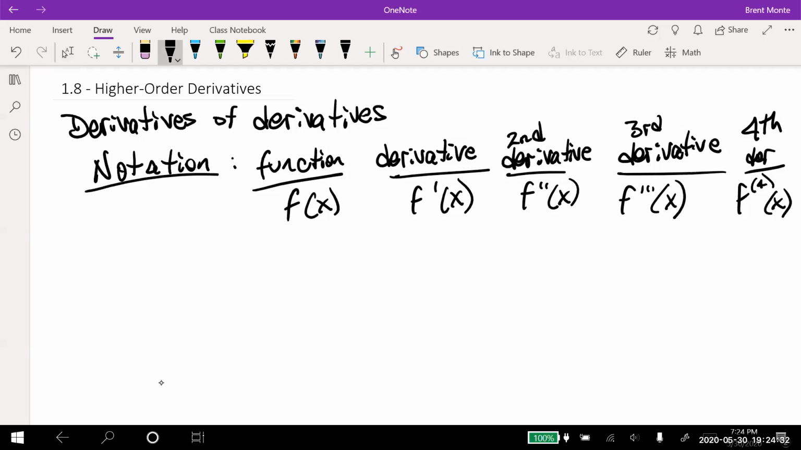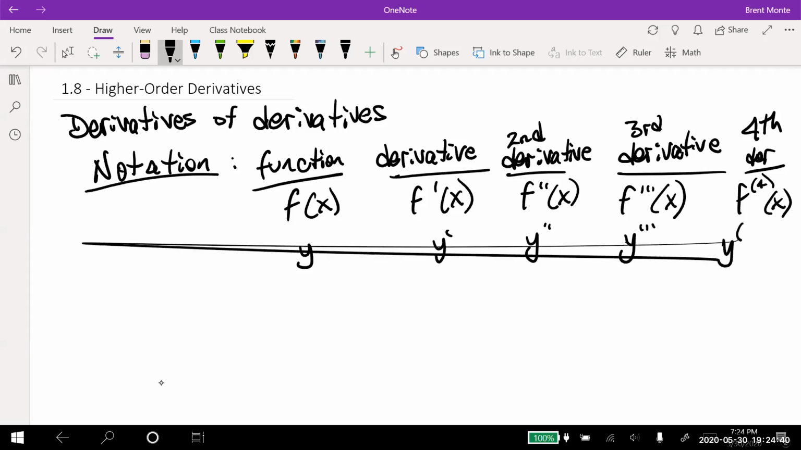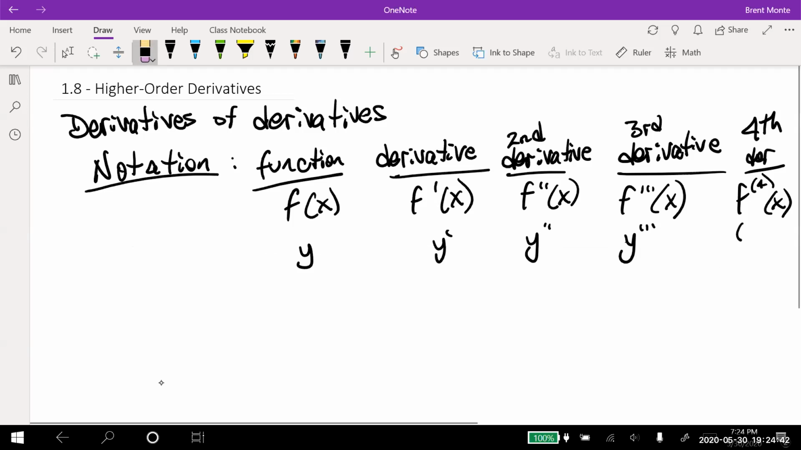If the function is y, we can do the same thing. We can do y prime, y double prime, y triple prime, and y to the 4. We put it in parentheses so we don't think it's y to the 4th power.